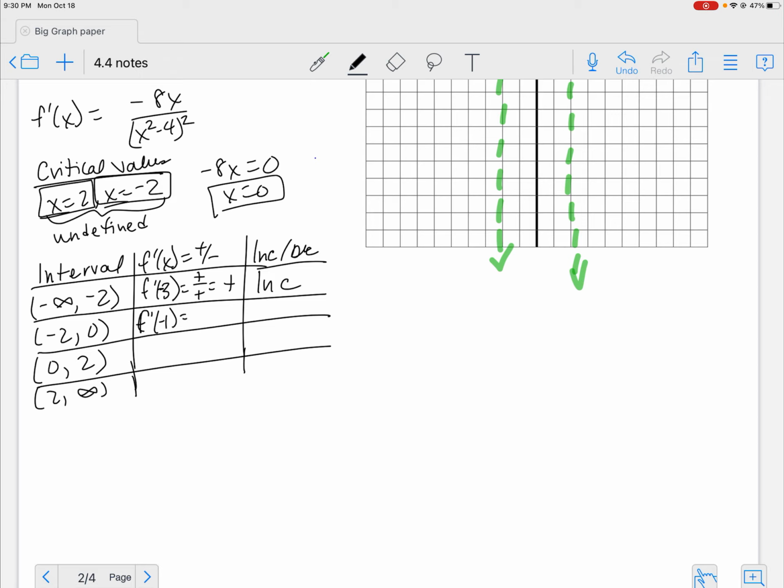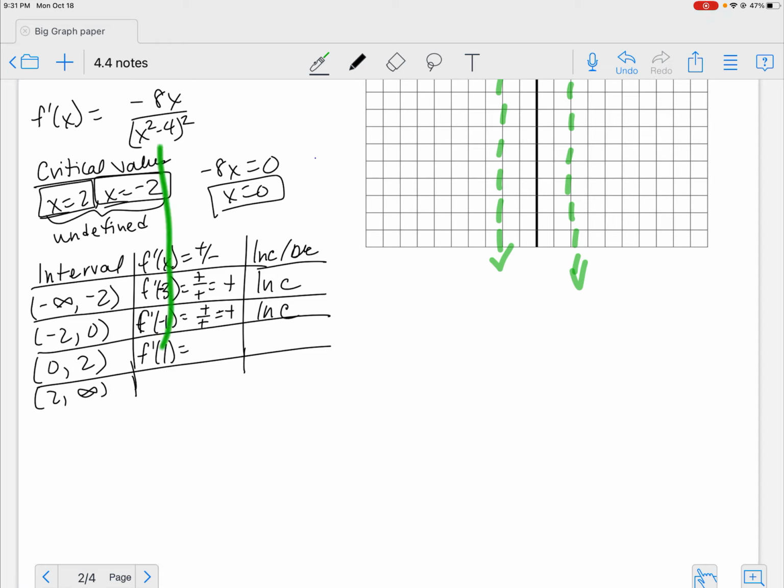Oh, how about a little negative 1 action? Again, we know the denominator is always going to be positive because we just talked about that. But whenever I plug a negative 1 in here, a negative times a negative is going to be positive. Good, which is equal to positive, and my graph is increasing.